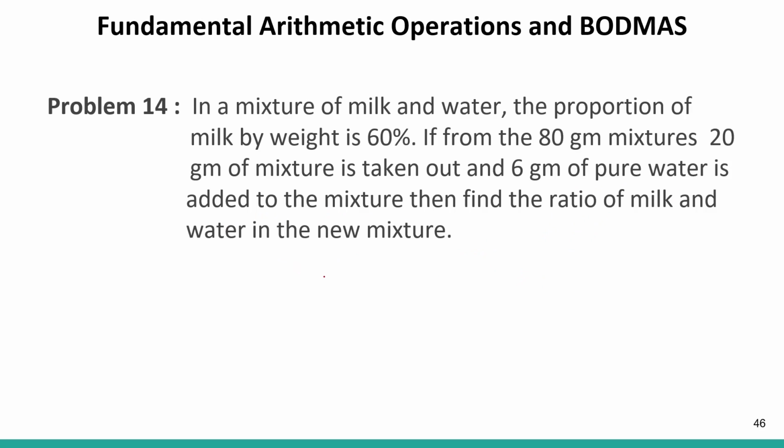In a mixture of milk and water, the proportion of milk by weight is 60%. If from 80 gram mixture, 20 gram of mixture is taken out and 6 gram of pure water is added to the mixture, then find the ratio of milk and water in the new mixture. If the mixture is 100%, then the amount of milk present in it is 60%.